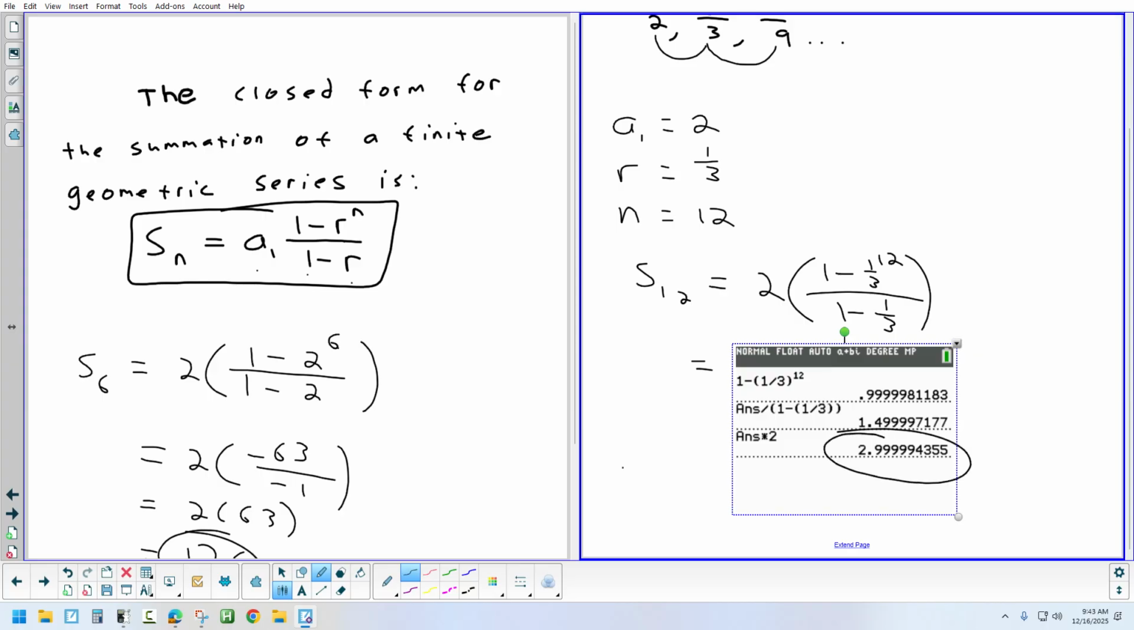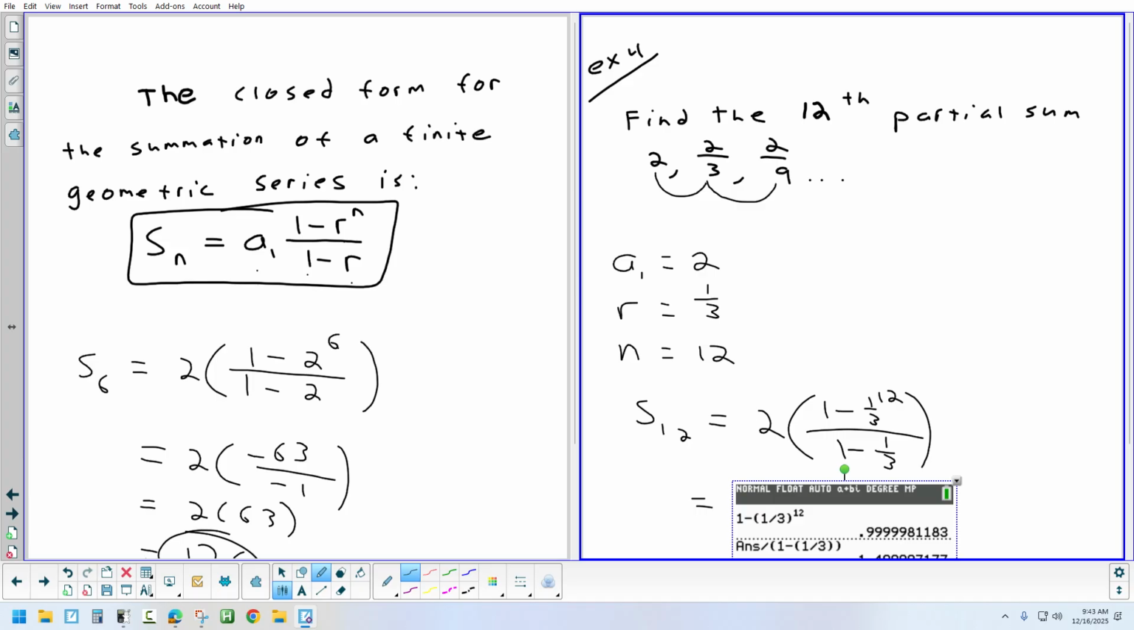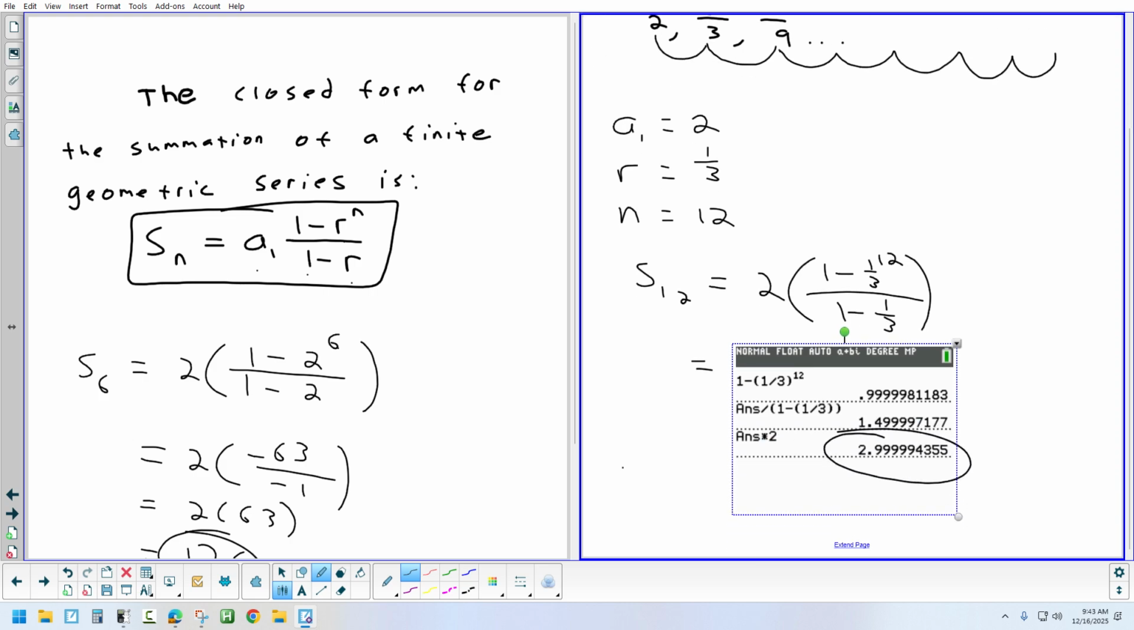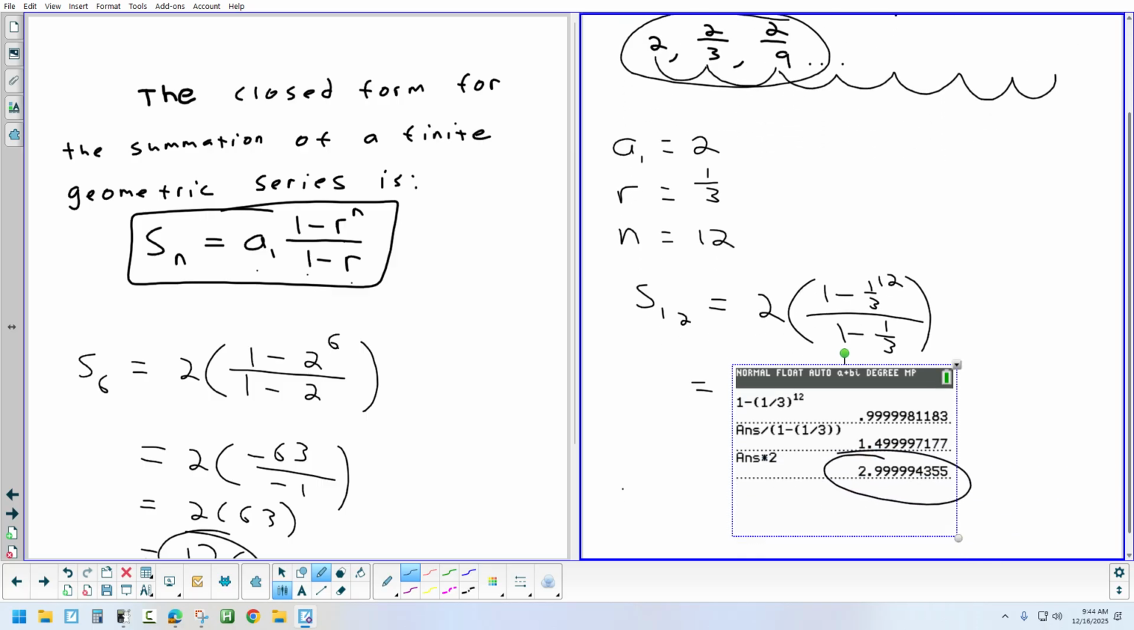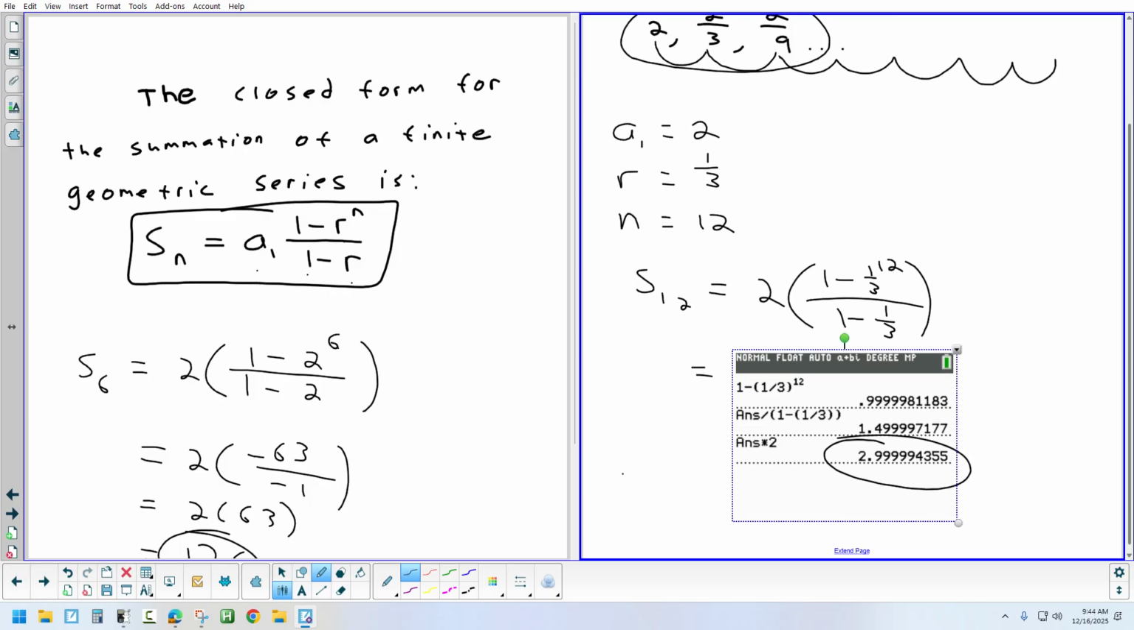So that kind of gives you a hint what would happen if you didn't add up the first 12. Let's say you added up the first 2,000 terms. Because what you're adding each time is only 1/3 as big as the term before, what you add each time gets smaller and smaller. Eventually it's so small that what you're adding doesn't even make a difference anymore. So if you could add up an infinite amount of numbers in that pattern, they would add up to 3. This one adds up very close to 3, but it's not 3.